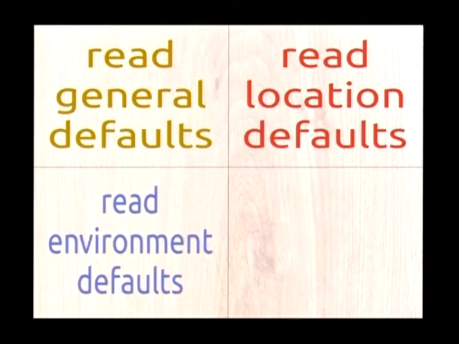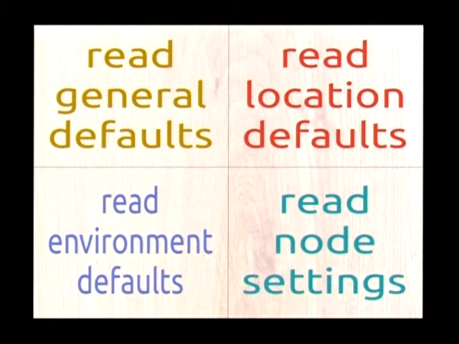Some general defaults, generally valid for all locations. Then something that depends on the location and can override the general. Then something on this location that depends on the environment in that location. Like, I have a private address, I don't have it. And then some node-specific settings. So be able to override settings even at the node level. We define this hierarchy of files.